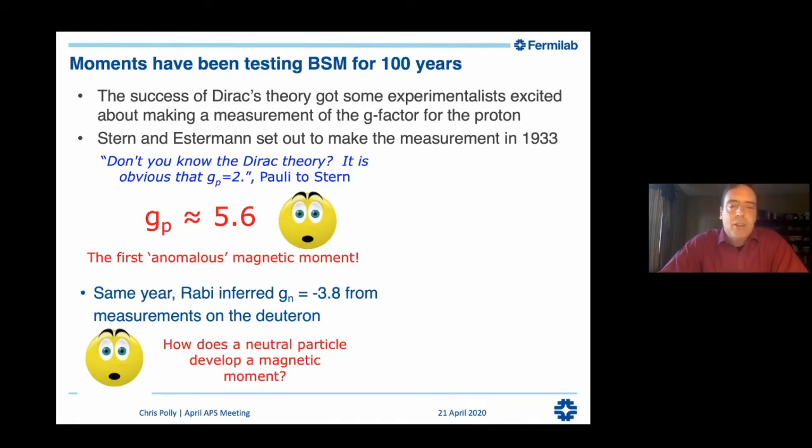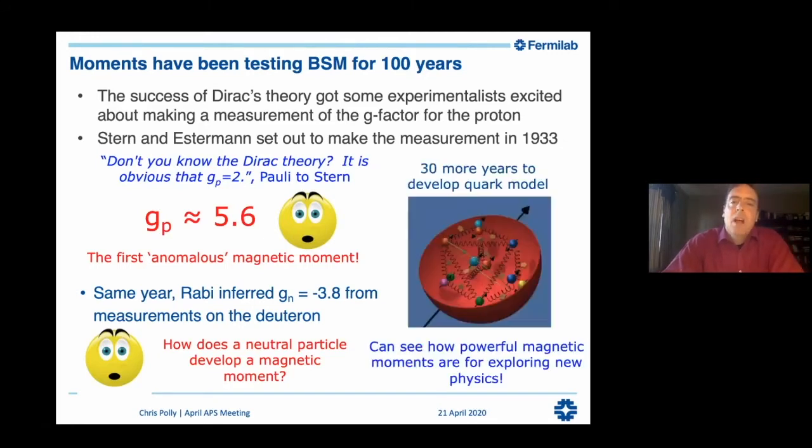So you can imagine how confusing that must have been to even understand how does a neutral particle develop a magnetic moment in this classical sense where it's generally a sum over charge to mass ratios times angular momentum. Of course, we now know it took 30 years to really come up with a model, but we now know, of course, that the proton and the neutron are not fundamental point particles. They're made of a lot of stuff, and this was the first harbinger that they were made of new things.